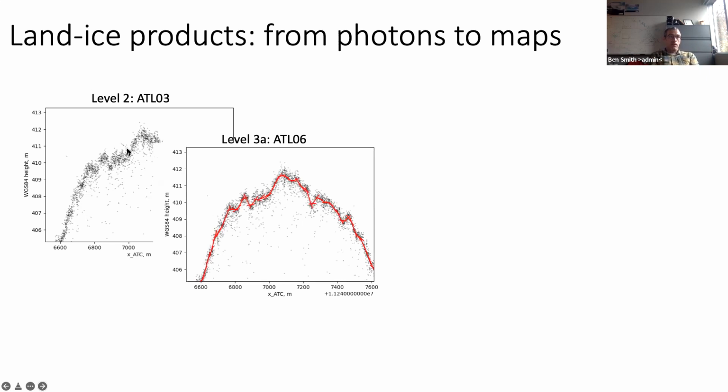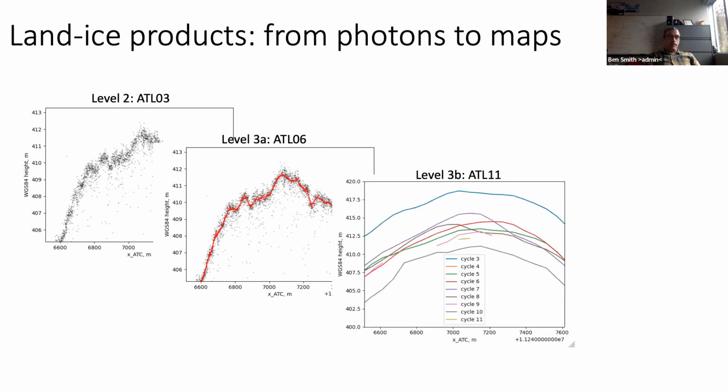ATL06 then interprets that cloud of photons and fits a line segment every 40 meters. And in the ATL06 world, the height of the center of that line segment tells you how high the surface is, and the slope of that line segment tells you the slope of the surface. So now we've made an interpretation. We've said something about the world, not just something about the timing of something that we received.